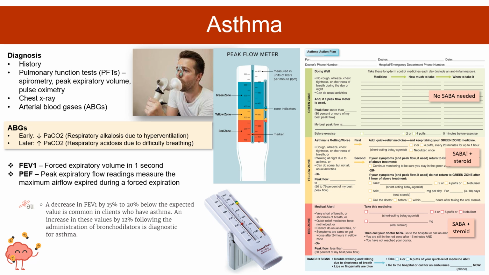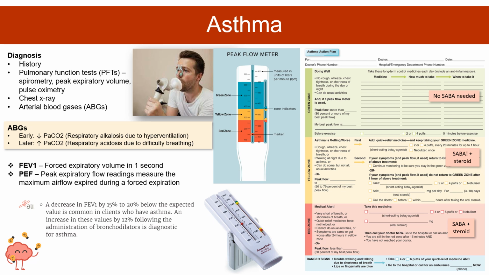So here in the center of the slide, you see a peak flow meter. This is a handheld device that measures how well air moves out of the lungs. During an asthma episode, the airways will narrow and constrict, and a peak flow meter can measure this narrowing hours, sometimes days before the patient even has an asthma symptom. So this can be really helpful in preventing a big acute asthma attack.